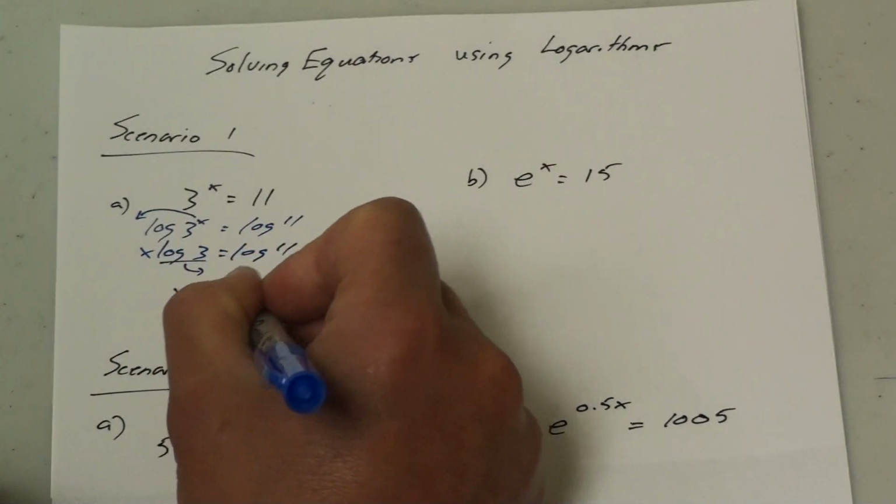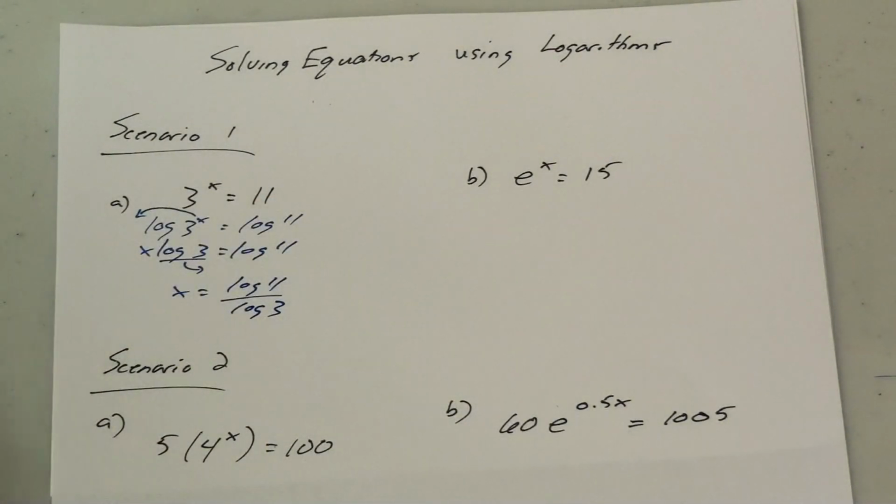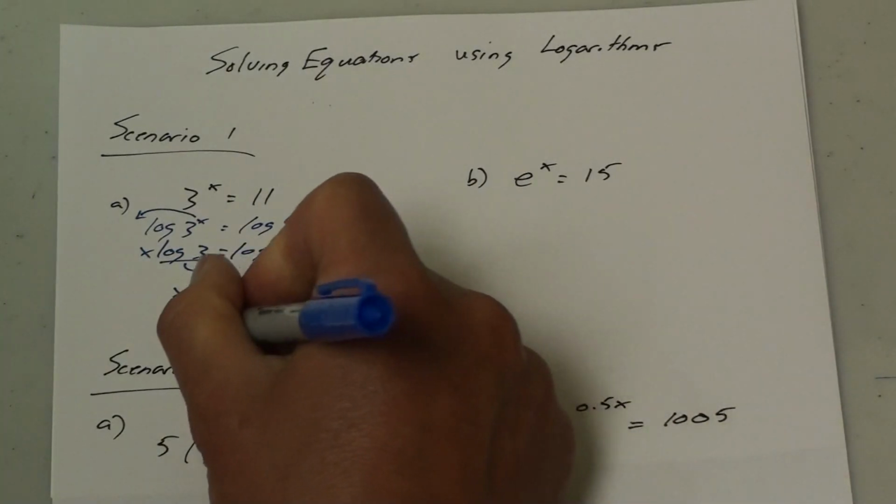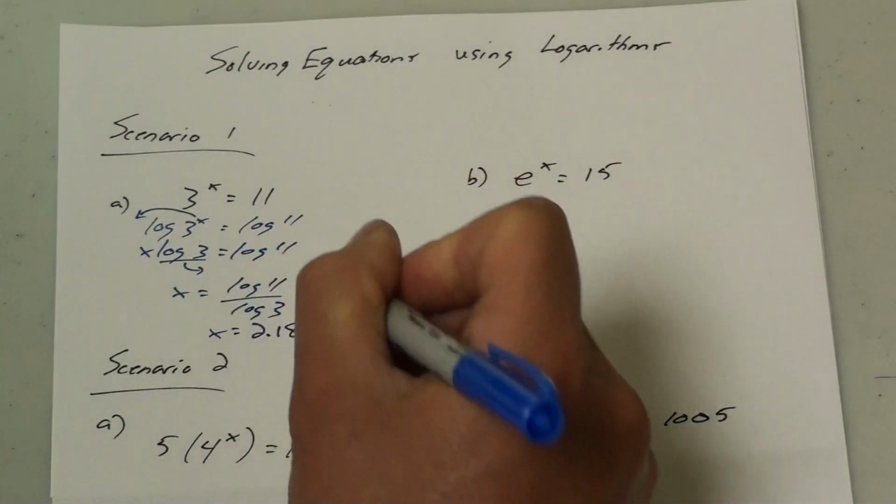Log 11 divided by log 3. And now you can simply put that into your calculator. Log 11 divided by log 3 will give you 2.18.